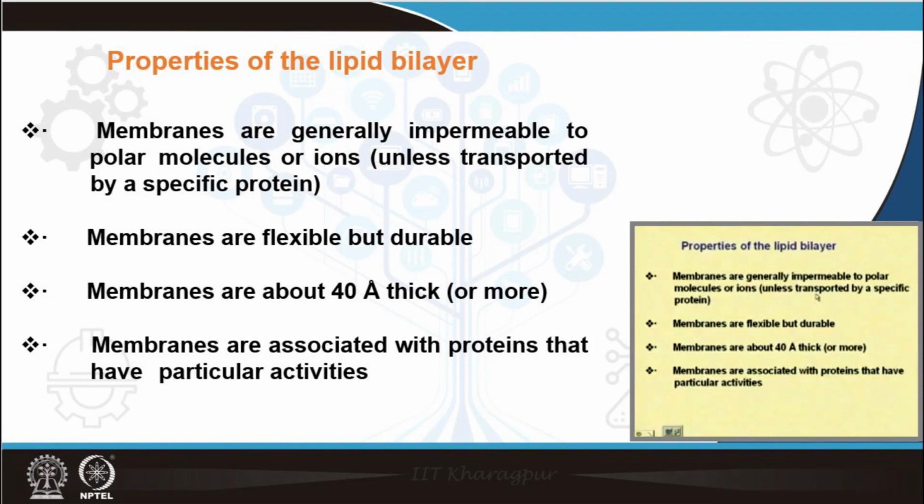We will see how we can have active transport or passive transport. The membranes themselves are flexible, but they are very strong and durable. They do not just rupture. Membranes can be about 40 angstroms thick or even more than that, and they are associated with specific proteins that have definite activities. So, the basic properties of the bilayer are that they do not allow the transport of ions unless assisted by a protein. They are flexible, they are quite thick, 40 angstroms, and they are associated with proteins that have specific activities.